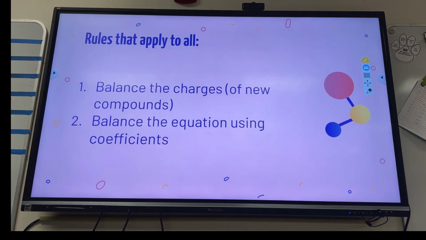When we have been predicting products, we've generally been following these steps, right? If we predict some kind of reaction will occur, we write down what those new things are. We sometimes balance those charges, whatever those new compounds are. And then lastly, once we've got all of the things correct in the reaction, then and only then can we balance the equation overall. And that's where we can just manipulate the coefficients in front of all of the different compounds. So this is not new. This is what we've been doing the whole time.